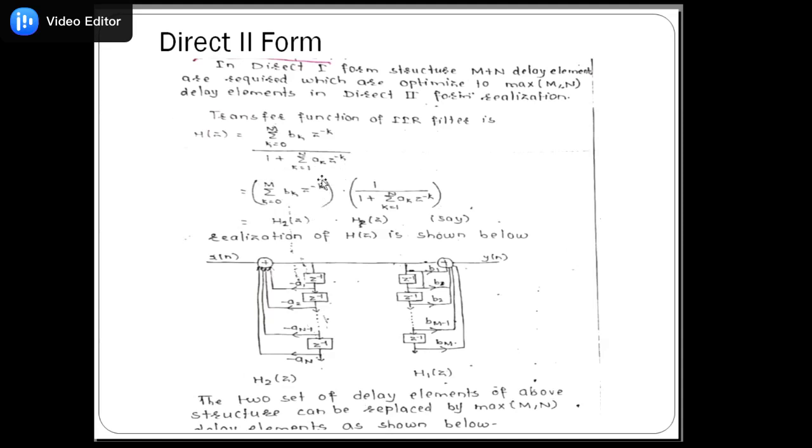This term will be considered as one term, and the second term will be provided as the second. Suppose you consider that as H2(z) and that as H1(z). Then the realization will be the same, but that will be the input side and that will be the output side. If you combine it in direct two form, then the direction of this will be changed. The two sets of delay elements of the above structure can be replaced by a maximum of mn delay elements as shown below.